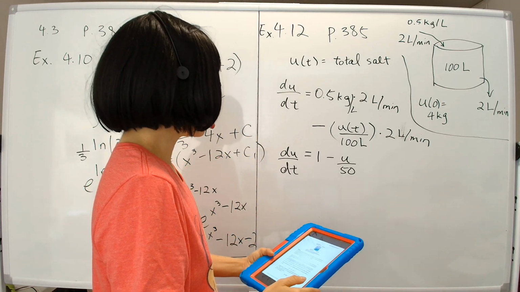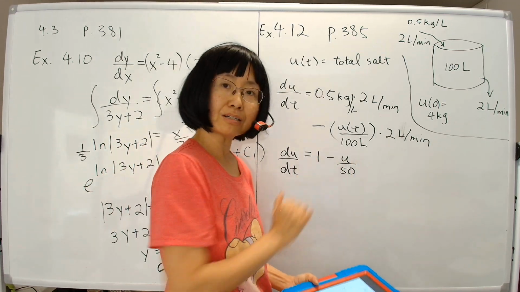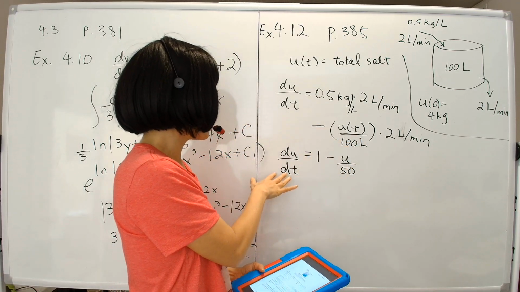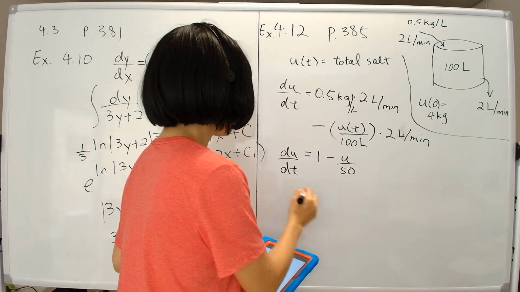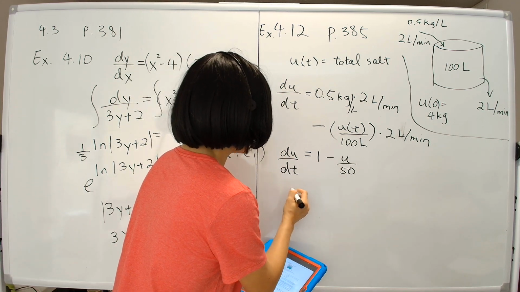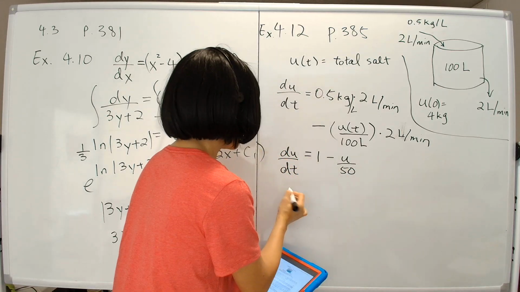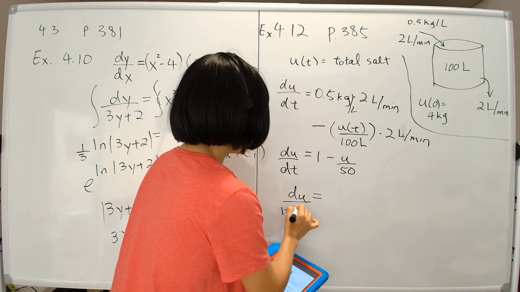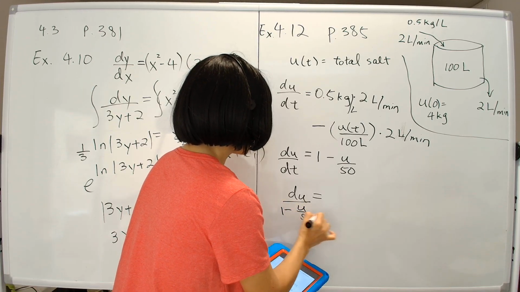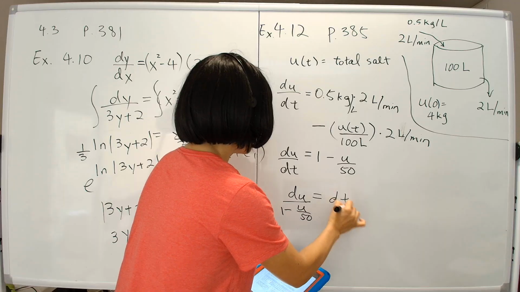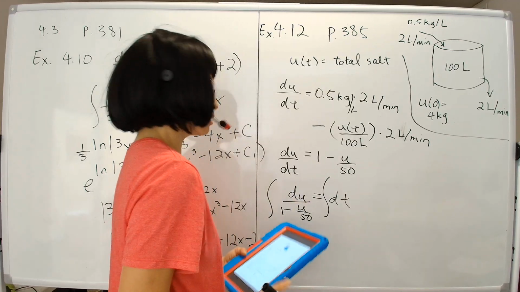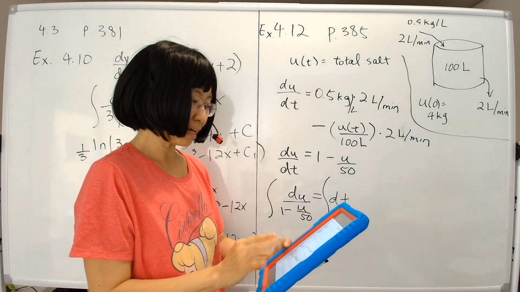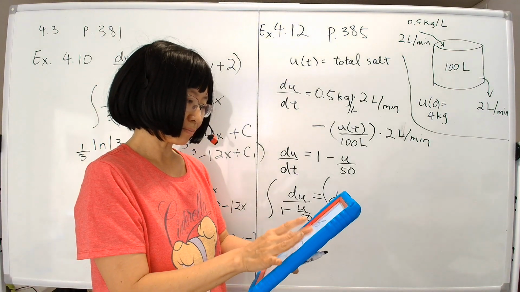Now, to solve this differential equation, this is an autonomous differential equation, which means that there is no t on this side. So you push all this down here and move the dt over there, like this, right? So you have du equals 1 minus u over 50 times dt, and then you integrate both sides. And so this becomes a natural log situation. By the time you work everything out, you come up with a solution.